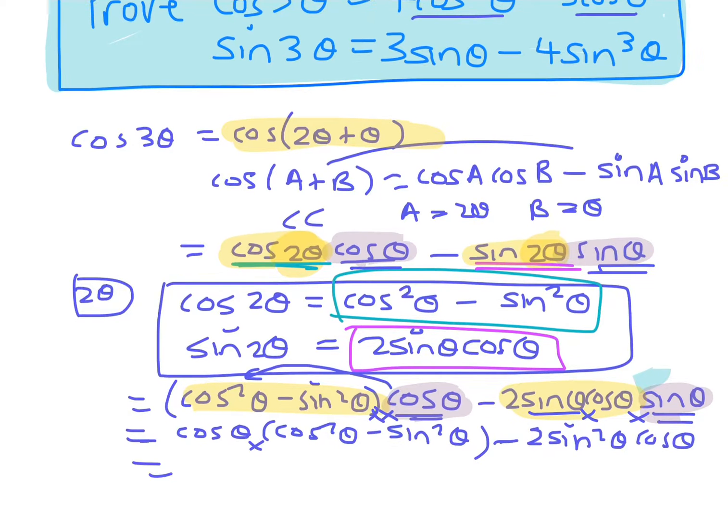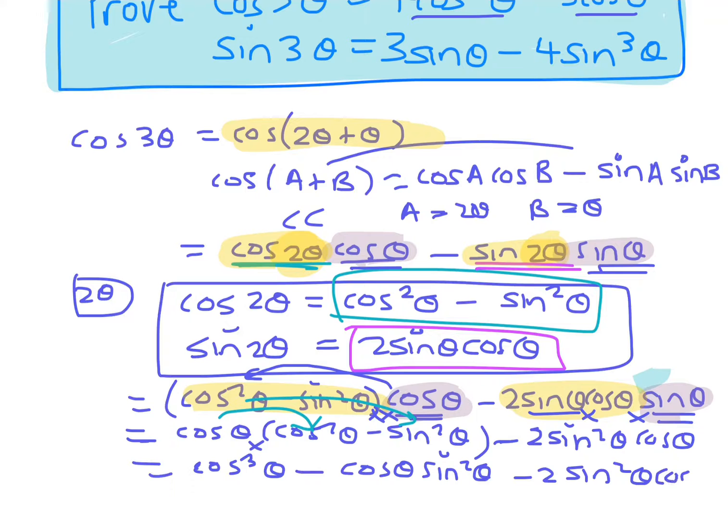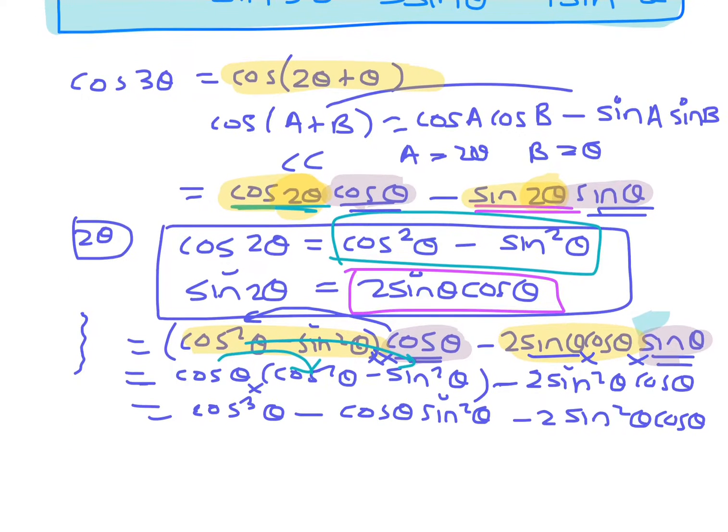Okay, so expanding the brackets here, cos times cos squared and cos times sine squared. So cos times cos squared is cos cubed, minus cos theta sine squared theta, minus 2 sine squared theta cos theta. Now there are actually some like terms if you look. We have cos sine squared and sine squared cos. So if we collect like terms, we have cos cubed minus cos theta sine squared theta.